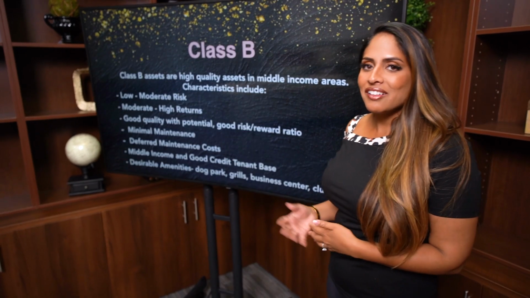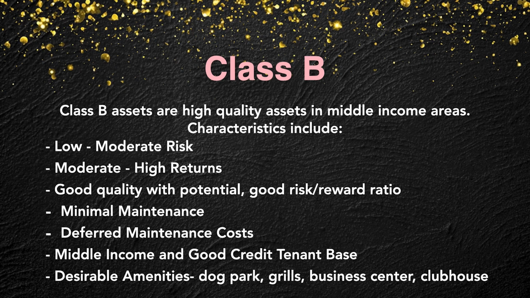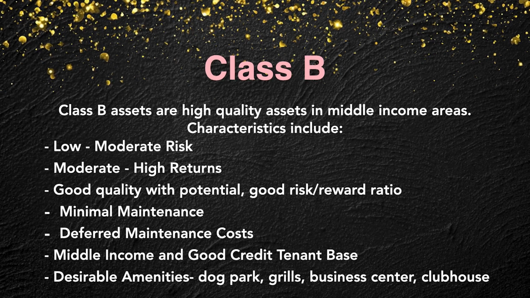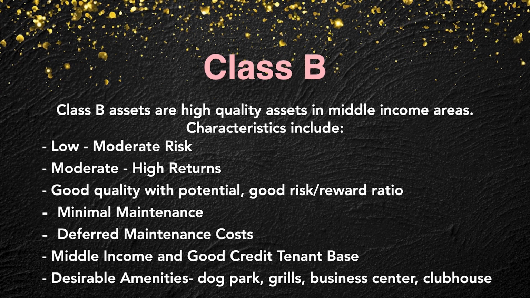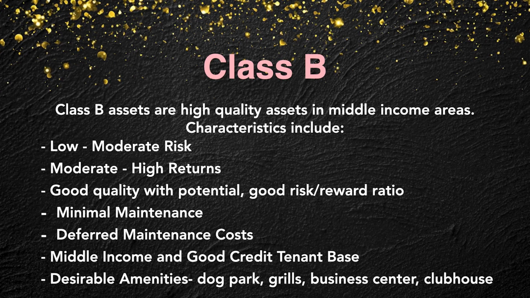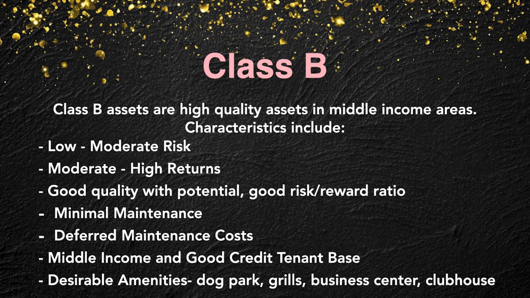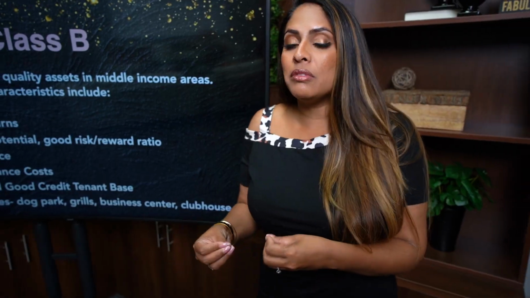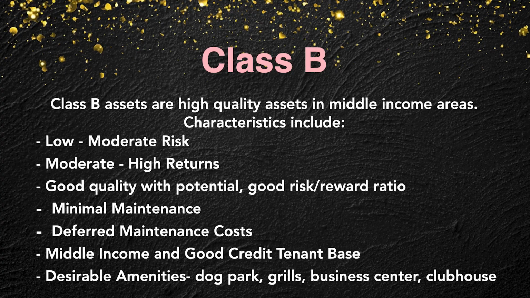The next type of asset class that we want to talk about are Class B assets. Class B assets are generally high quality assets in middle income areas. Some of the characteristics they include are they're lower to moderate risk investments, they're moderate to higher returns, and they have good quality with potential. So they maybe have some amount of value add in them. It's a good risk to reward ratio.